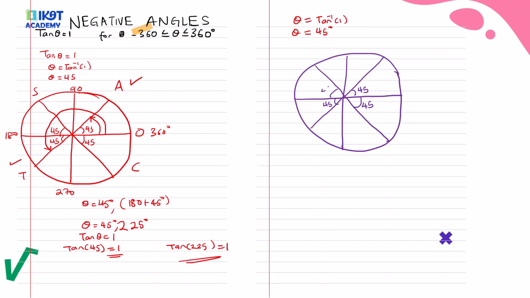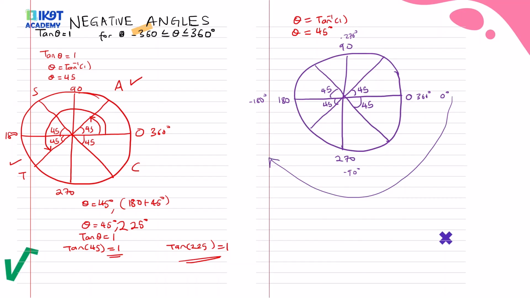For the negative angles, we go in the anti-clockwise way. So this is 0, 90, then 180, then 270, then 360. But if we were to talk about negative angles, this is 0, this is negative 90, this is negative 180, this is negative... I don't know if this makes sense. If we're talking about negatives, we are going in this direction, the clockwise direction.